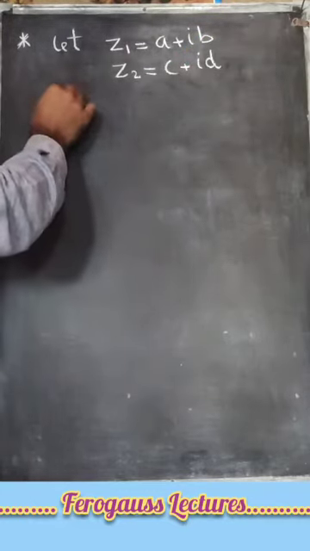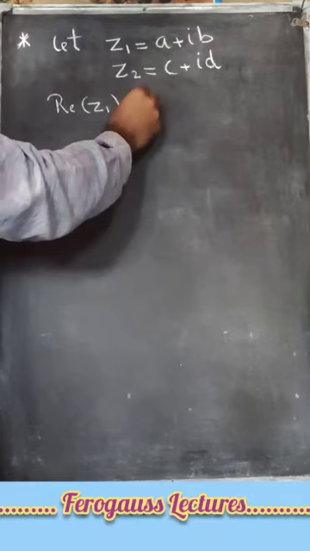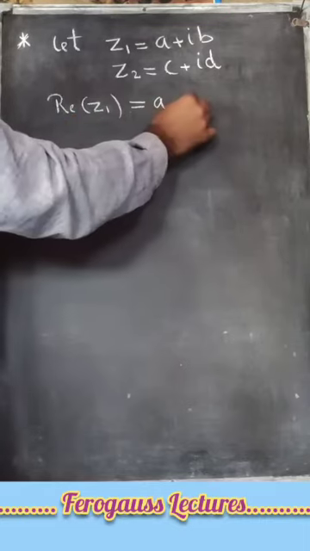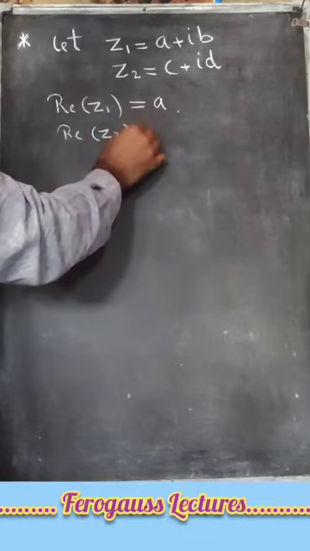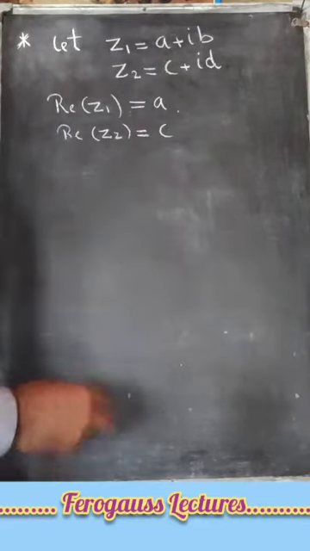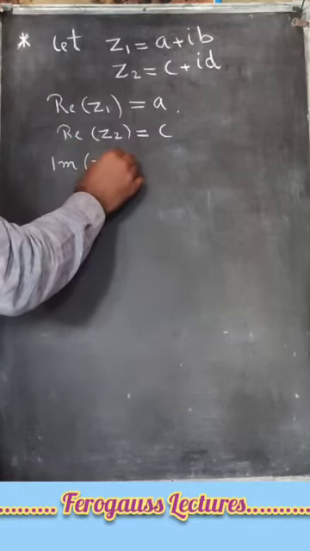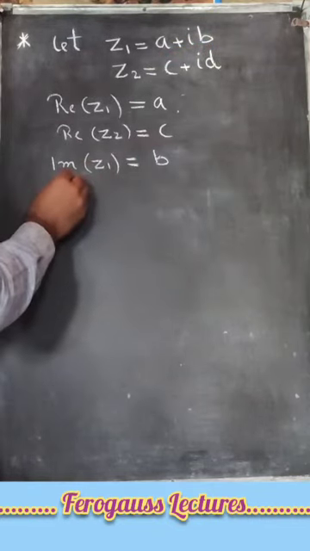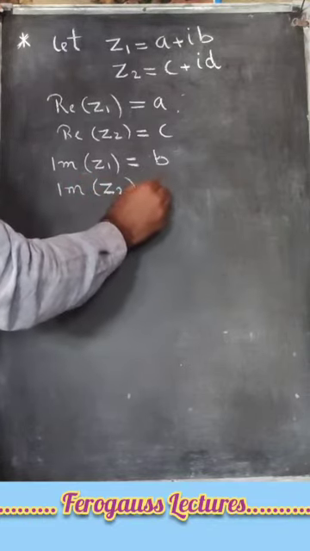Then real part of z1 is a, and real part of z2 is equal to c. Also, imaginary part of z1 is equal to b, and imaginary part of z2 is equal to d.